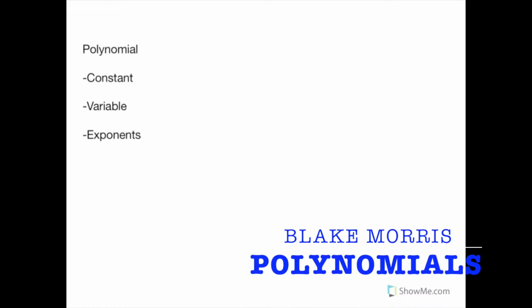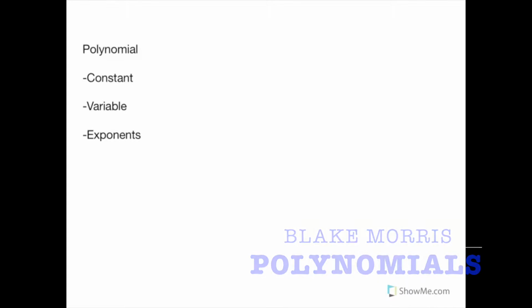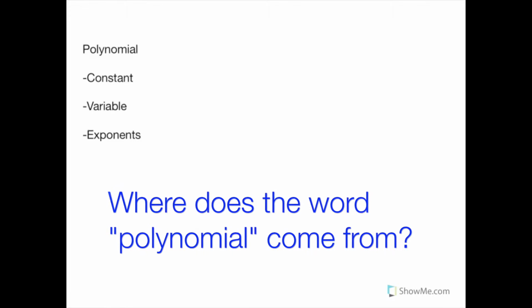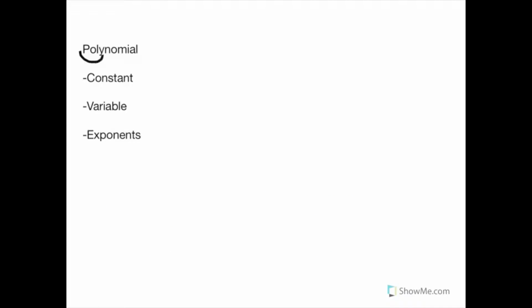I'm with the Tutoring Solution, and today we are going to talk about polynomials. Now, polynomial comes from two roots. It comes from poly, and it comes from nomial. Poly means many, and nomial means terms. When we talk about polynomials, they're simple because they only contain three different types of items.